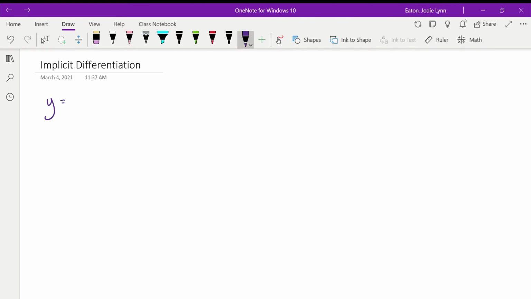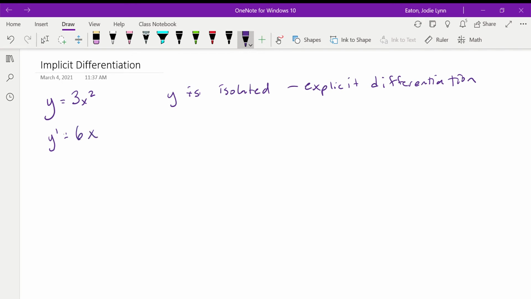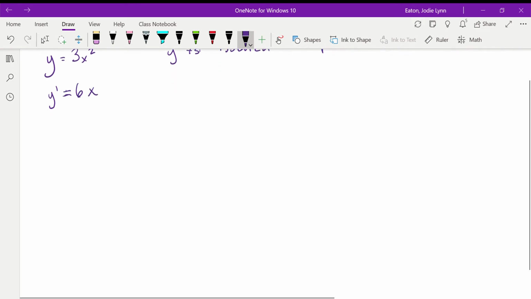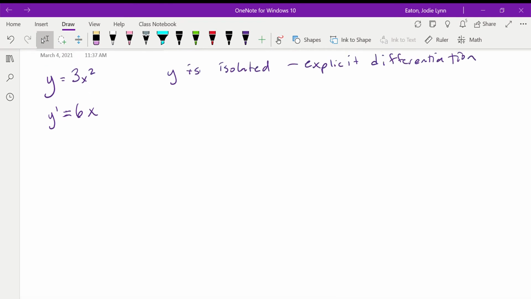We have y equals 3x squared. Okay, so y is isolated, and we are going to call this explicit differentiation. This is the differentiation we are all very used to by now. We are going to take just the derivative of both sides, so y prime is equal to 6x. We are taking the derivative of our function with respect to x.